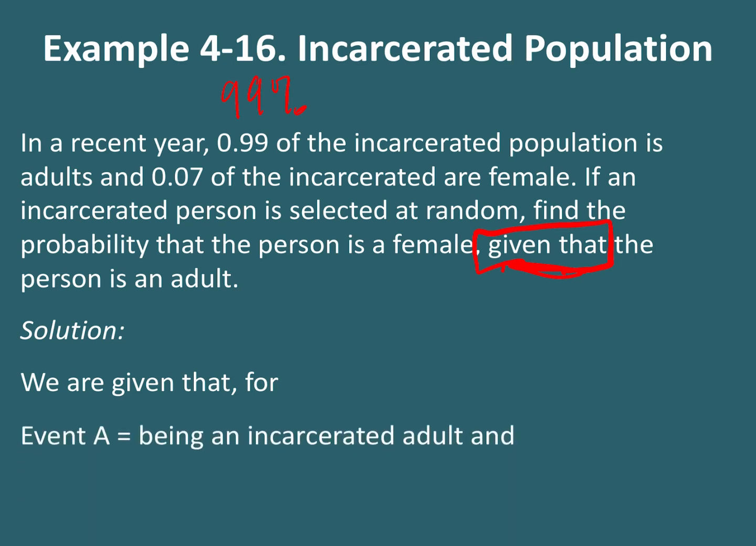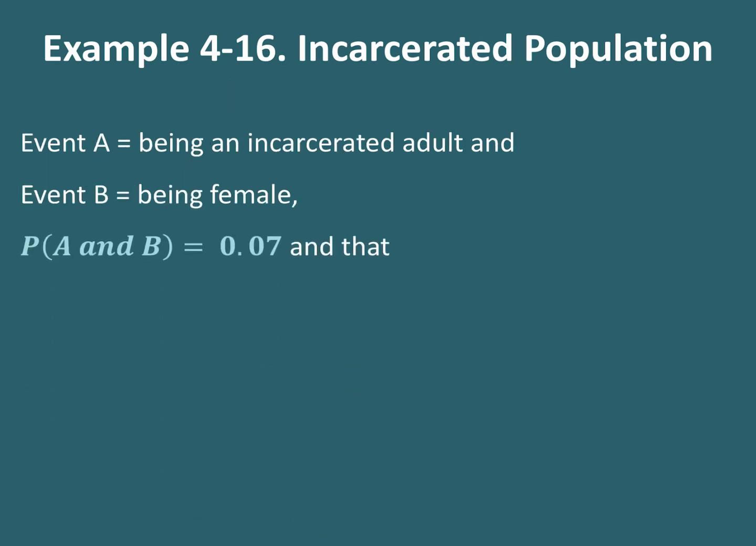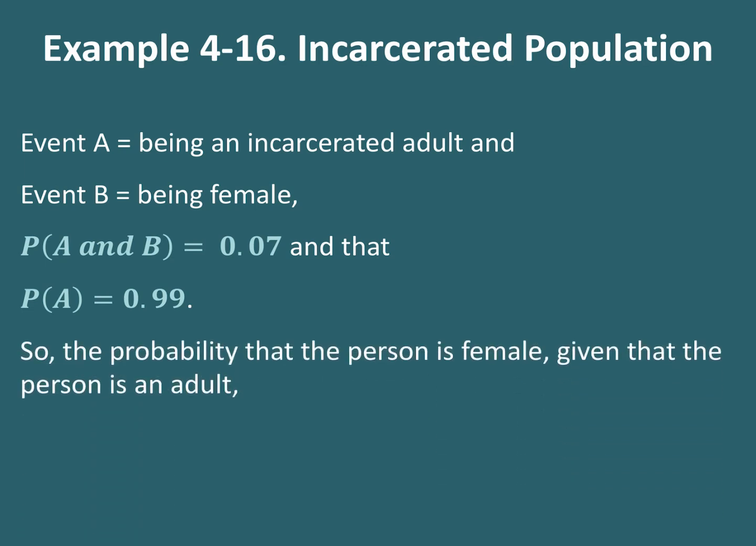So the items that we know are event A, being an incarcerated adult, event B, being female. So the probability of being an incarcerated adult and female is 0.07. The probability of a randomly selected prisoner being an adult is 0.99. So the probability that the person is female, given that the person is already an adult, will be 0.07 divided by 0.99. In other words, probability of A and B divided by probability of just A.